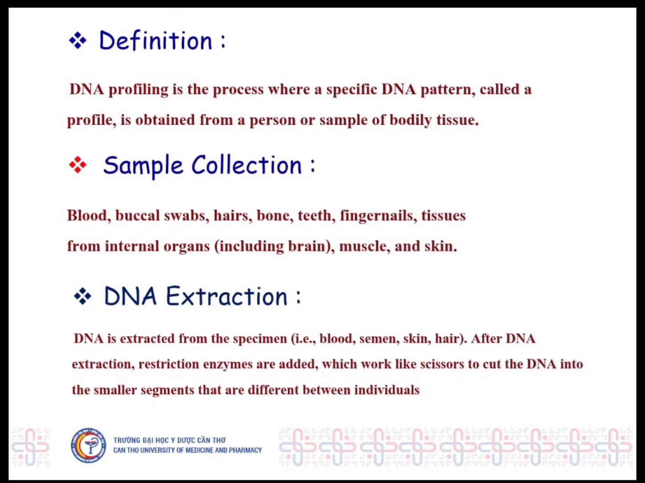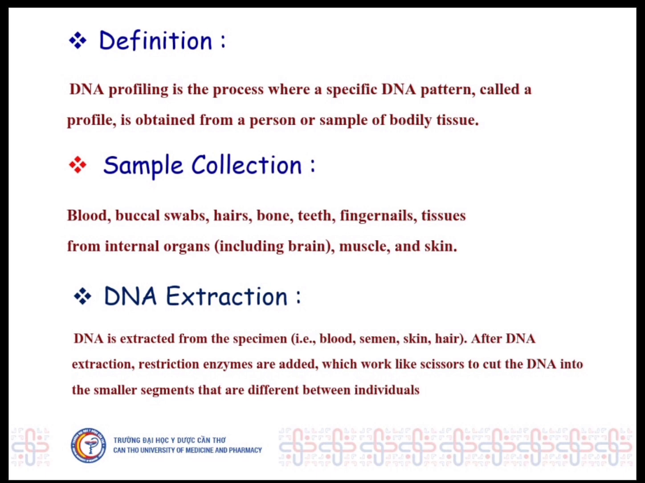DNA profiling. DNA profiling is a process where a specific DNA pattern, called a profile, is obtained from a person or sample of bodily tissue. Sample collection: blood, buccal swabs, hair, bone with fingernails, tissue from internal organs, including brain, muscle, and skin. DNA extraction: DNA is extracted from the specimen, that is, blood, semen, skin, hair.